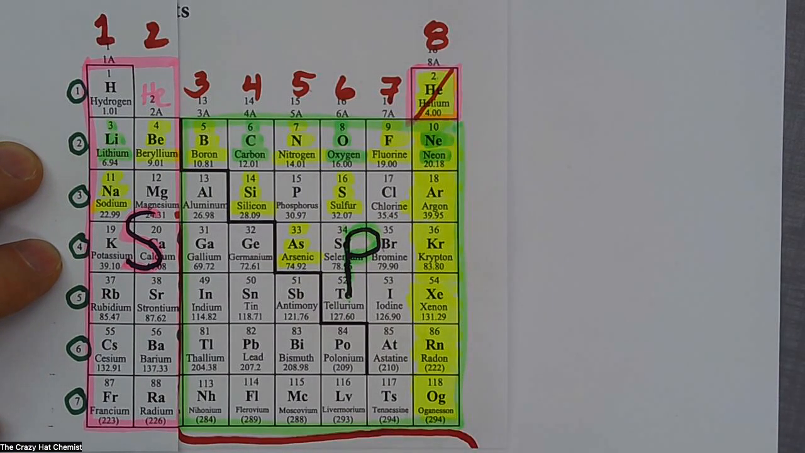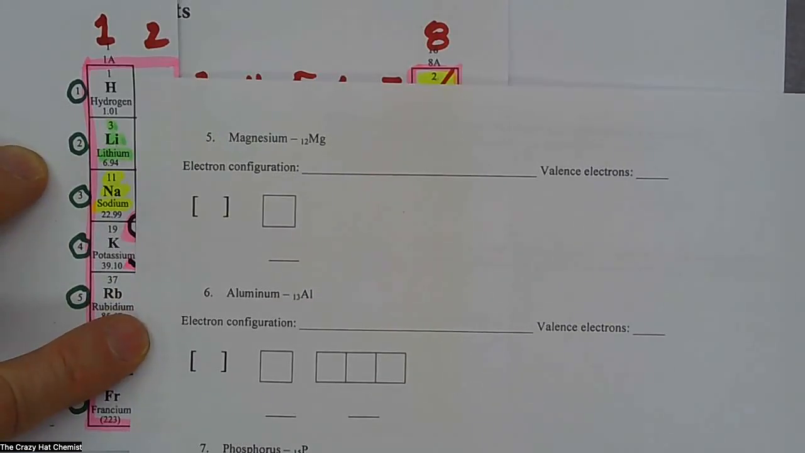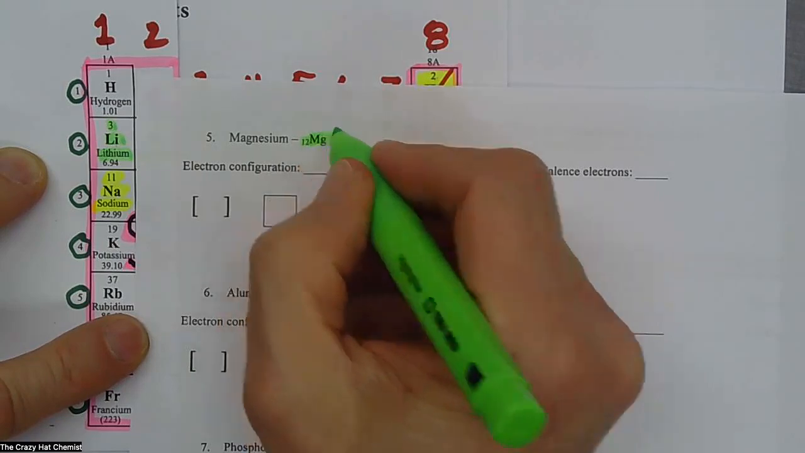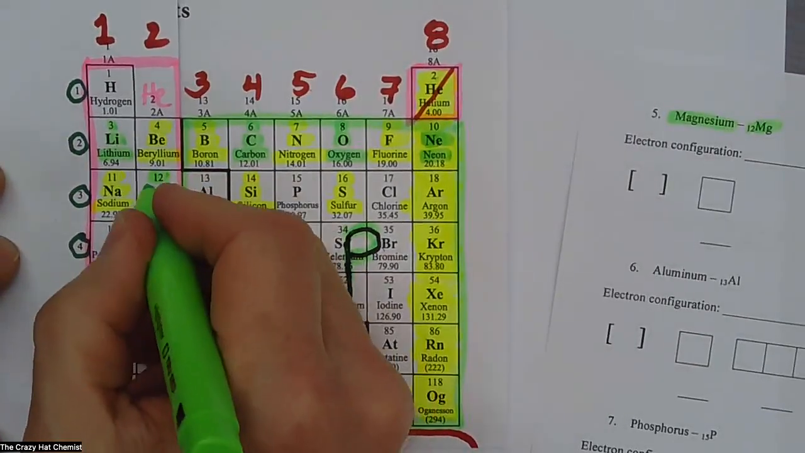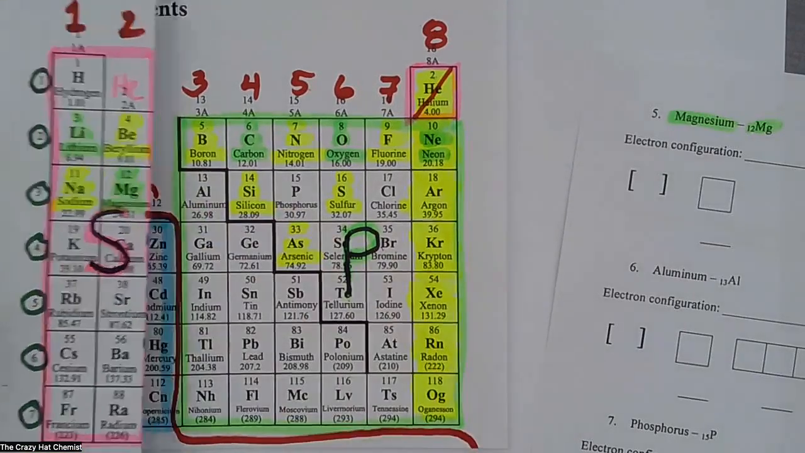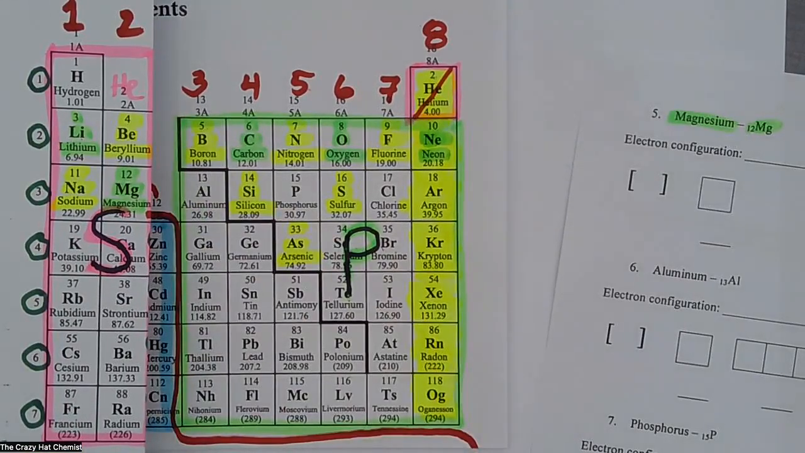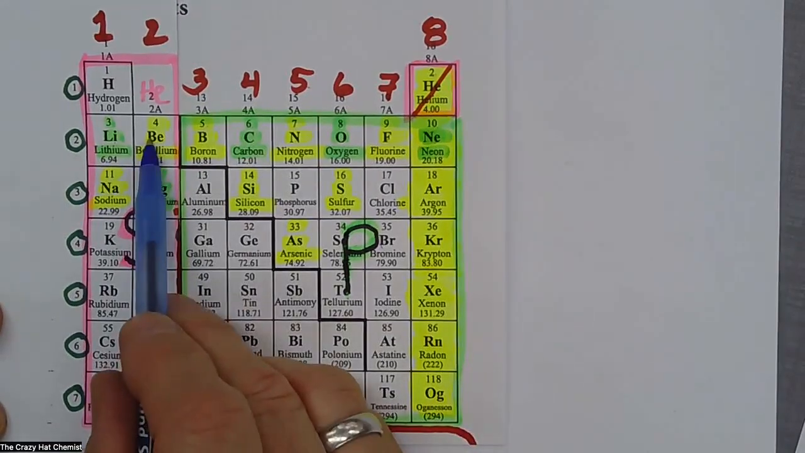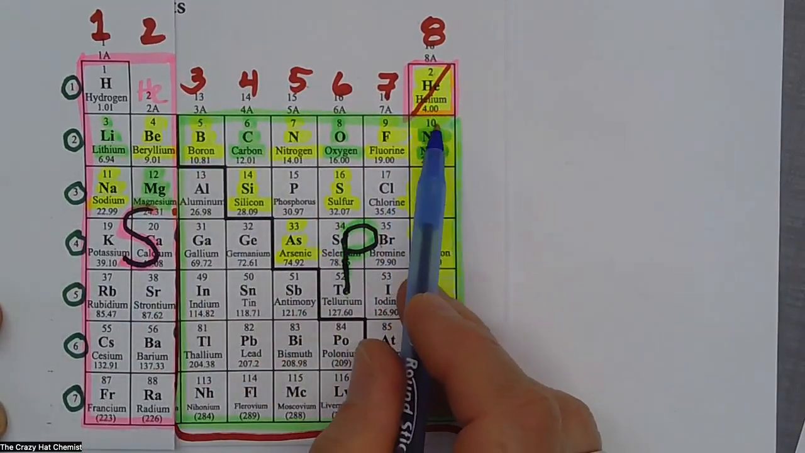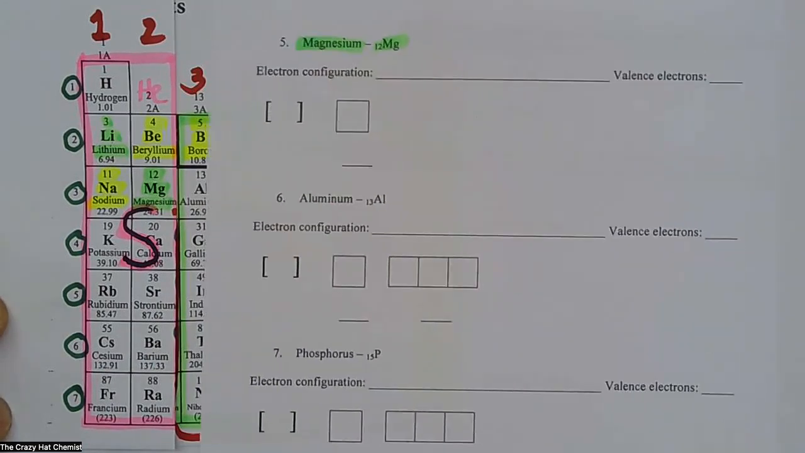All right, now what we are going to do is the back side of this worksheet. The next element here is going to be magnesium. That's element number 12. That's Mg for magnesium. Let's find element number 12 on our periodic table. Okay, perfect. Once we find magnesium, we're going to go up one period, slam it to the far right. We're going to go neon as our noble gas.